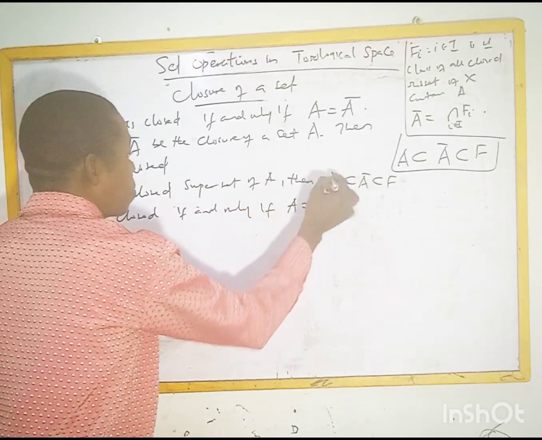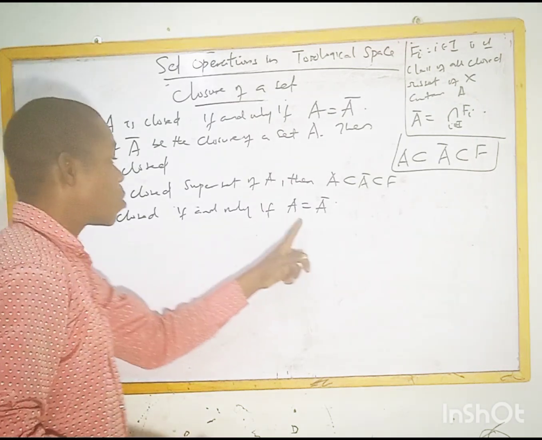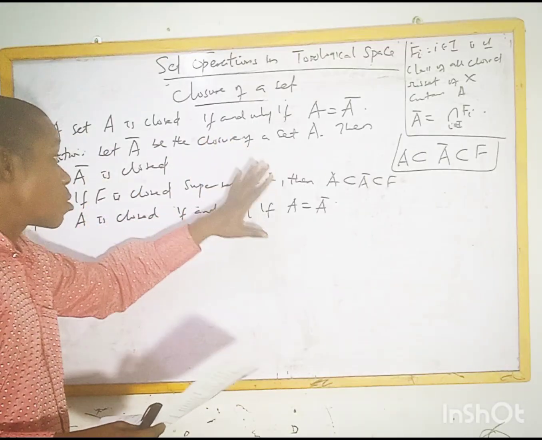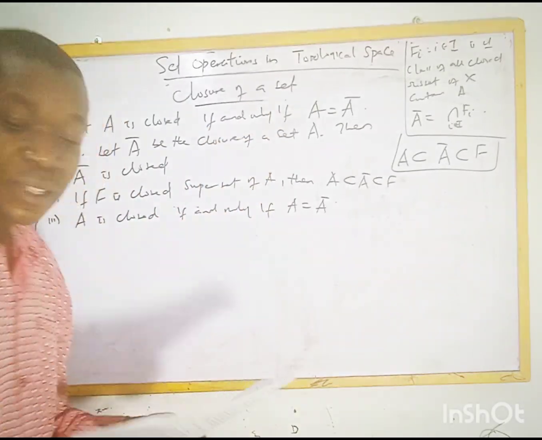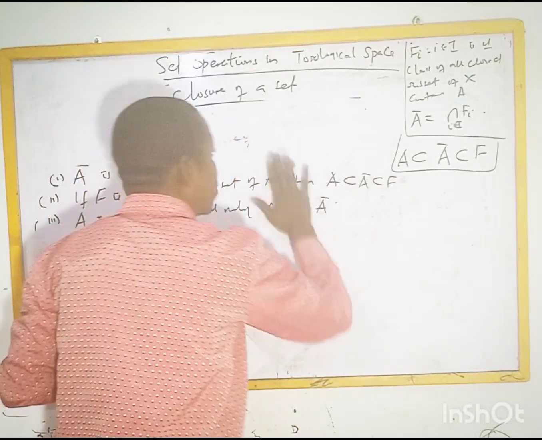A bar. So that is what we have here. A is closed if and only if it's what? A is not given. So these are the results that can actually be used in solving for the closure of a set. Now let's look at this simple example to illustrate this theorem that we just wrote out.